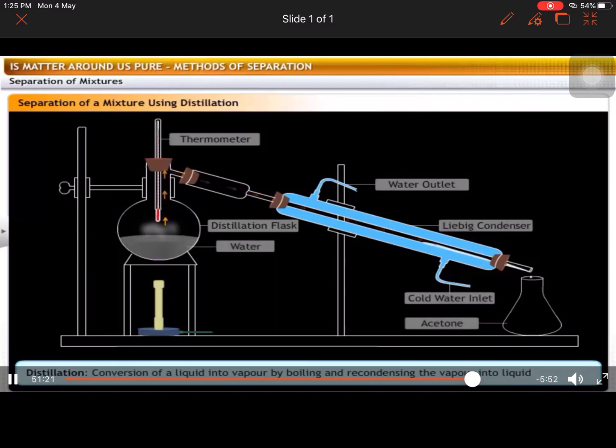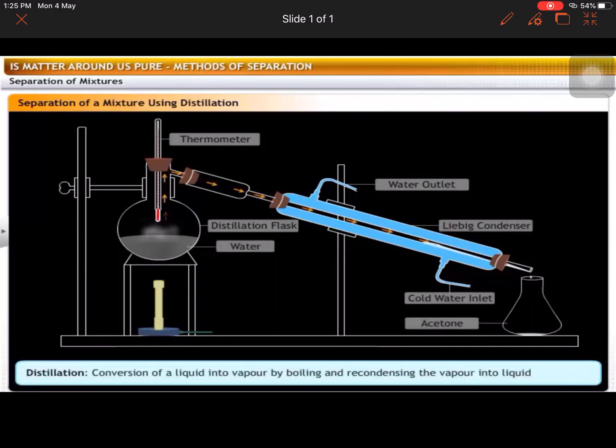The outlet. Water gets left behind in the flask. This process is the conversion of a liquid into vapor.